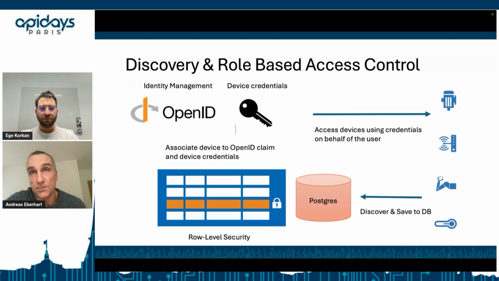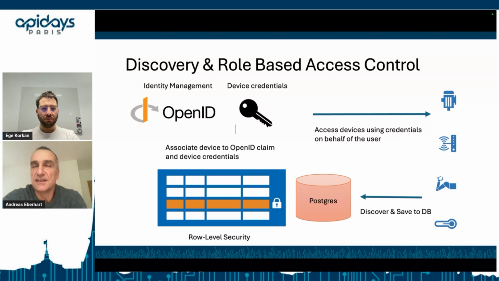To do that, you also might already require some credentials. So let's say a Web of Things repository requires access credentials to obtain the list of devices, you can use that device credential key to access the device and the registry. We then save the data in the Postgres database, where we apply row-level security. So depending on your OpenID claims that are associated with your roles, you get to see some, but maybe not all of the devices that we have in the database.